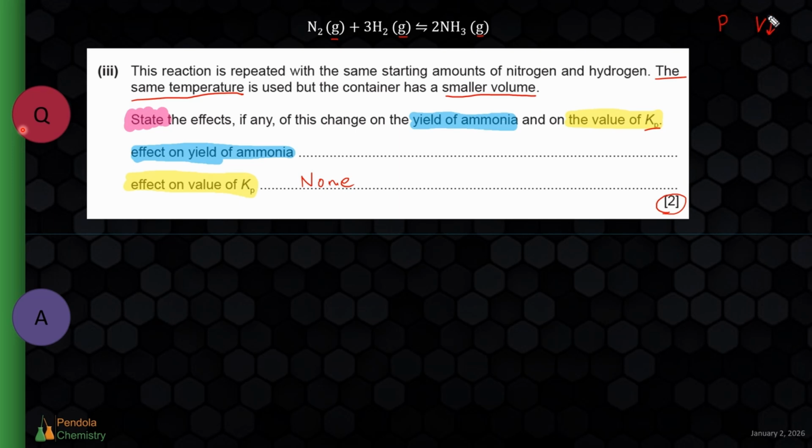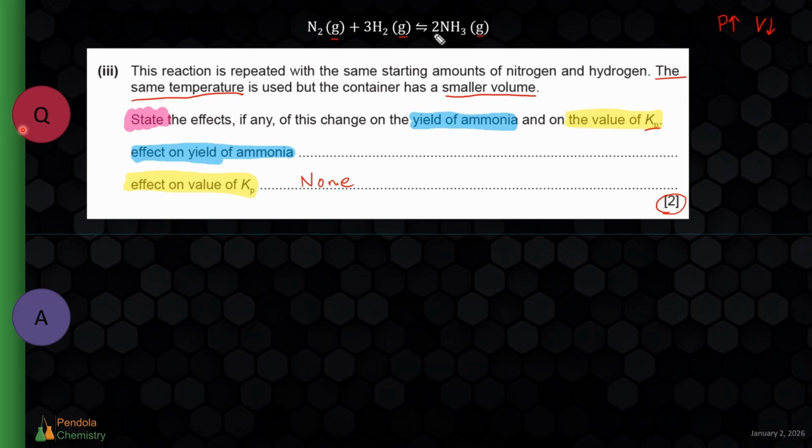Because the volume is smaller, that means that we are increasing pressure. Remember, the smaller the volume of a container, the higher the pressure of the gas, because there's less room for those same number of moles, and so the pressure increases. And remember what we talked about in Le Chatelier's principle: when pressure goes up, we're going to shift the equilibrium to the lower number of moles of gas.